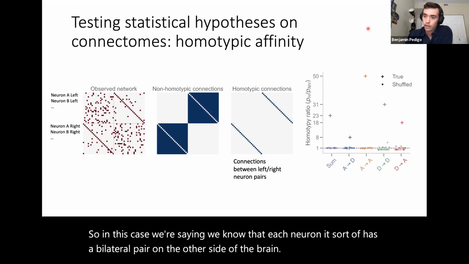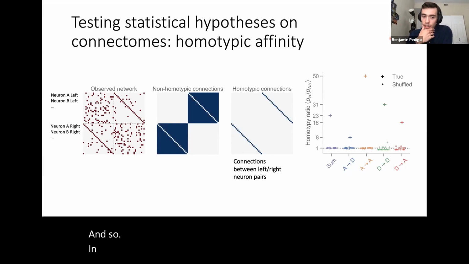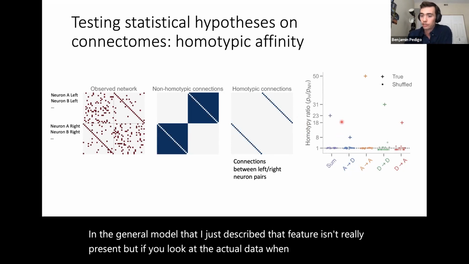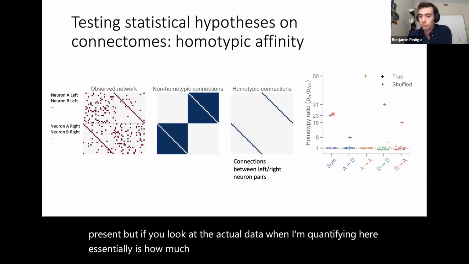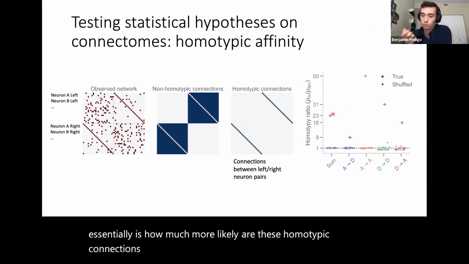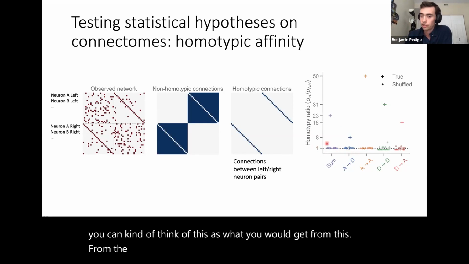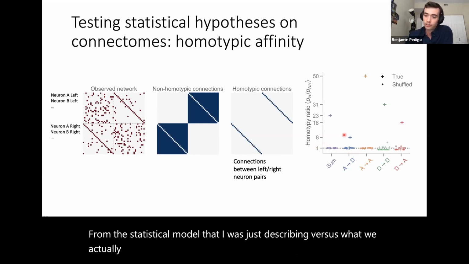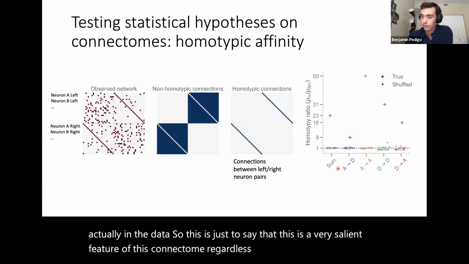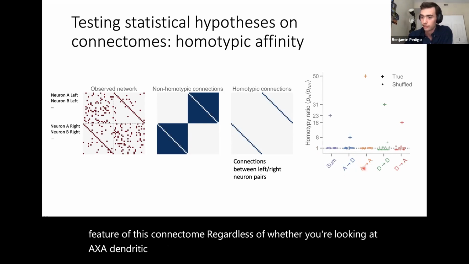And so in the general model that I just described, that feature isn't really present. But if you look at the actual data, what I'm quantifying here essentially is how much more likely are these homotypic connections relative to what one would expect by chance. So you can kind of think of this as what you would get from this statistical model that I was just describing versus what we actually see in the data. So this is just to say that this is a very salient feature of this connectome, regardless of whether you're looking at axodendritic connections or axo-axonic connections and so forth. That's not captured by the model that I just described.